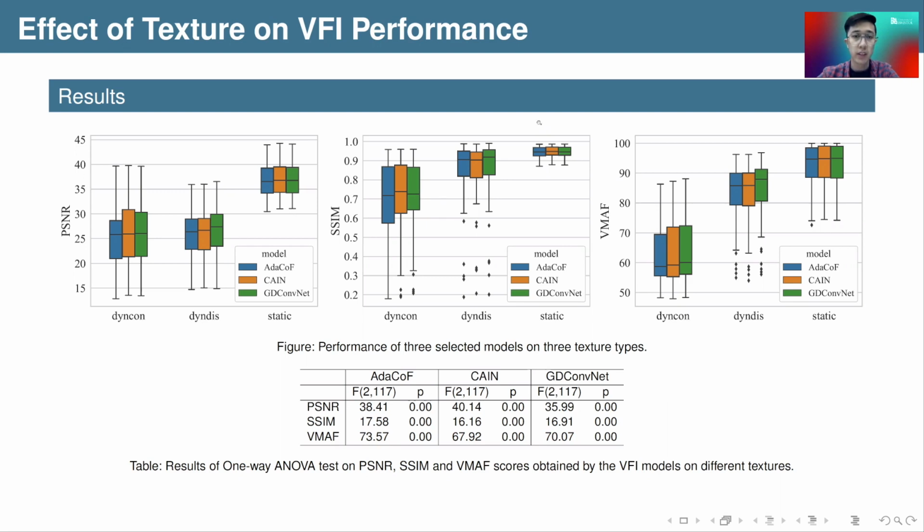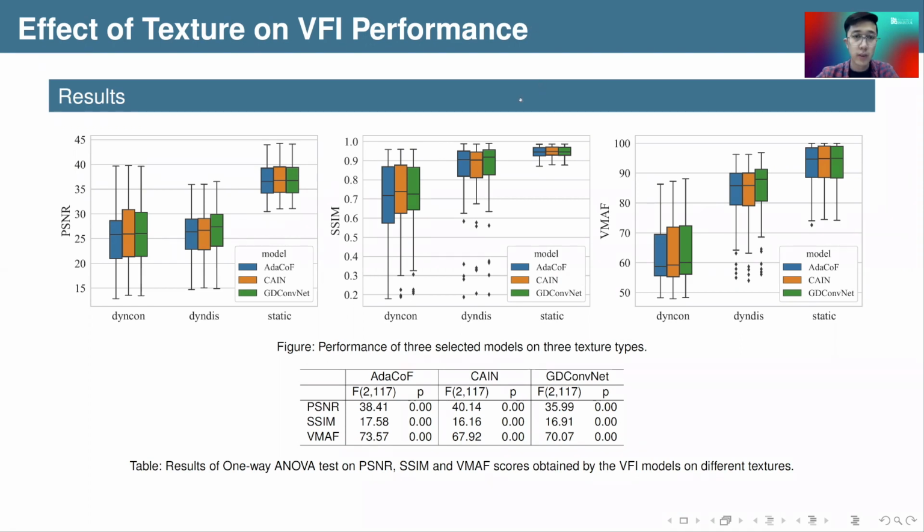For the case of dynamic texture, all models saw degraded performance, and the degradation is even more severe for dynamic continuous texture, which is expected because this type of texture exhibits the most irregular motion that is intrinsic to the scenes containing water, fire, and smoke, etc.